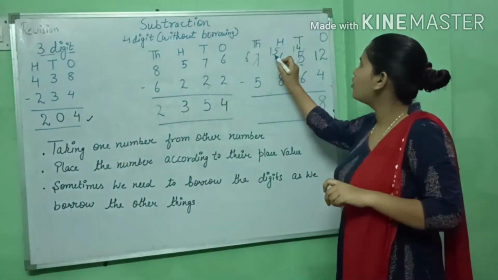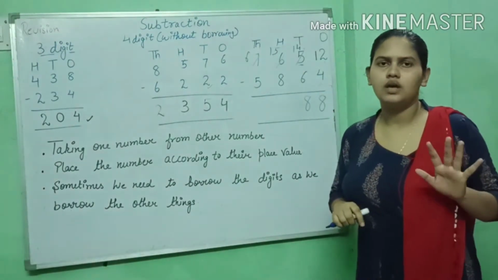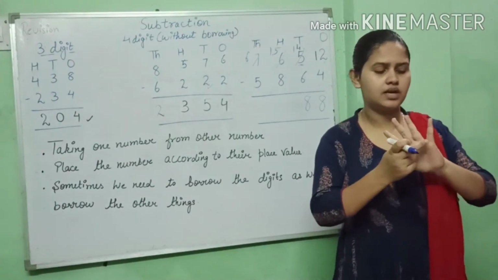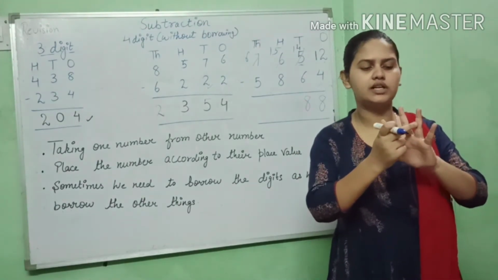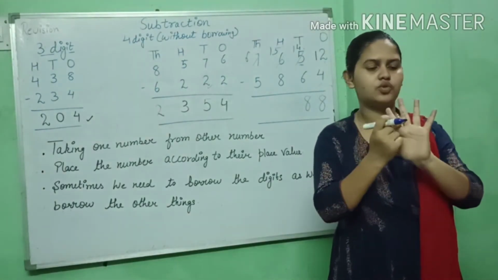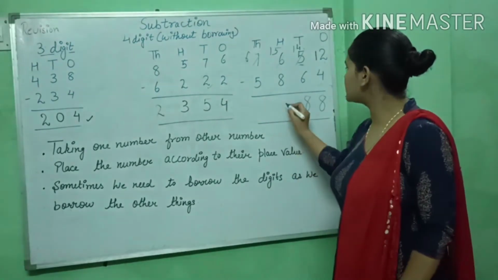Okay. Now we have to subtract 8 from 15, right? As I said, we have to count till 15. After 8: 9, 10, 11, 12, 13, 14, 15. So how many points do we have? 1, 2, 3, 4, 5, 6, 7. So how much is left?